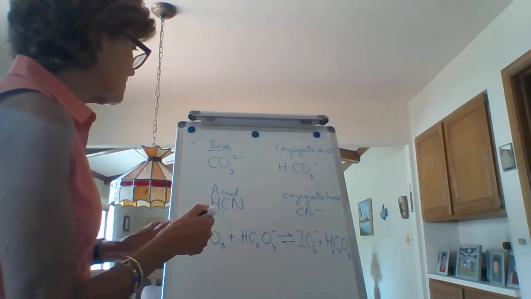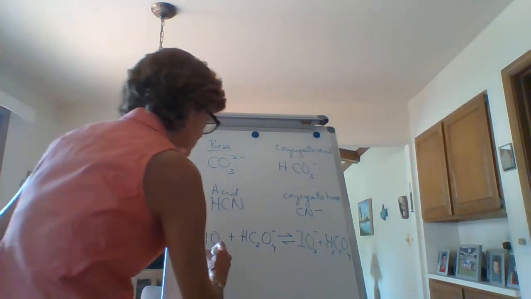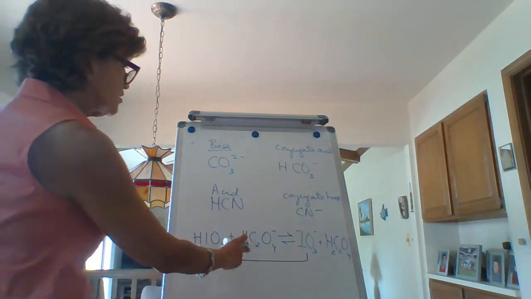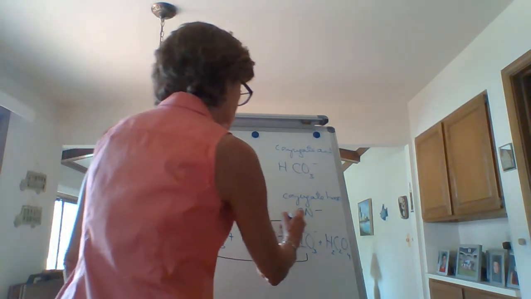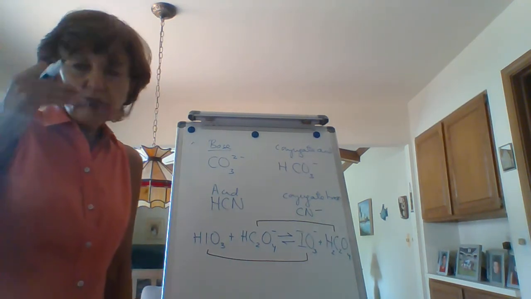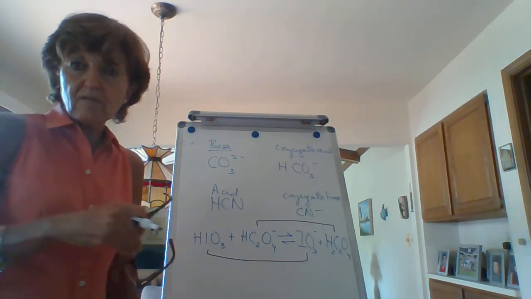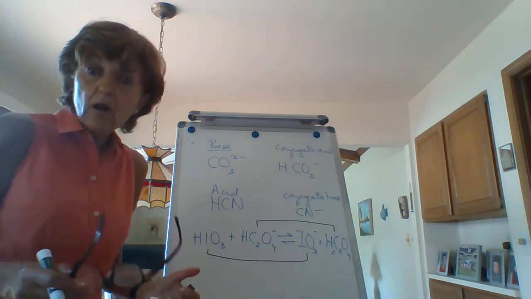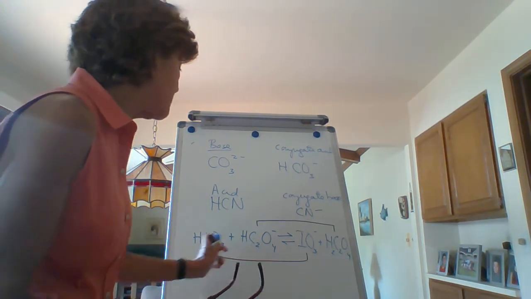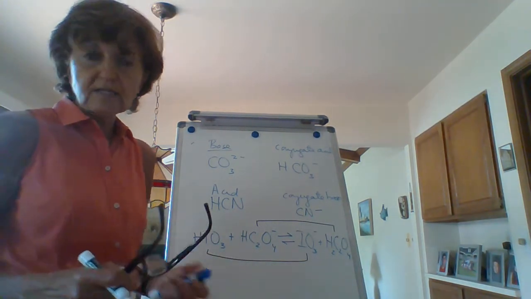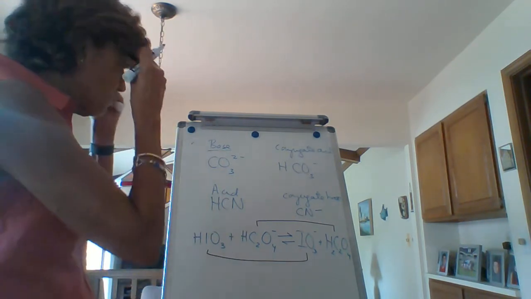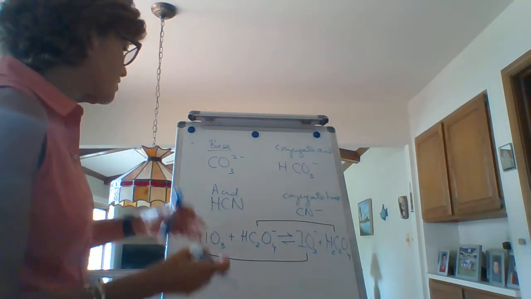You can immediately see that HIO3 and IO3 negative differ by one hydrogen. And HC2O4 negative and H2C2O4 differ by one hydrogen. Okay, so we've identified the acid-base conjugate pairs. Now, our job is to look at this and say, which one of these two is considered the acid and which one of these two is considered the base? Because one of them has to donate a proton to the other.